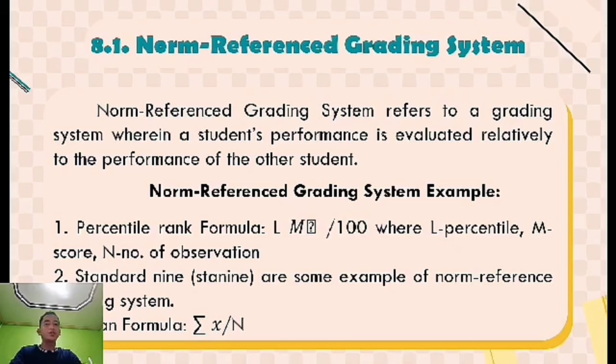Okay, so for the norm reference grading system, an example is the percentile rank formula. So we have L equals mn over 100, where L is the percentile, m is the score, and n is the number of observations. We can also have standard 9 as an example of a norm reference grading system, or the mean formula, which is the summation of x over n.